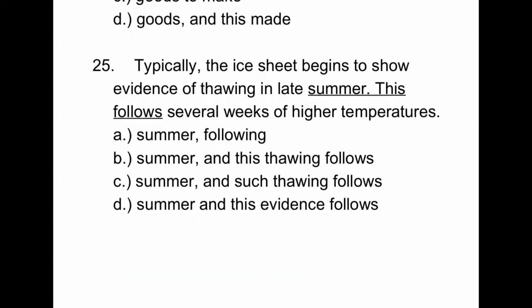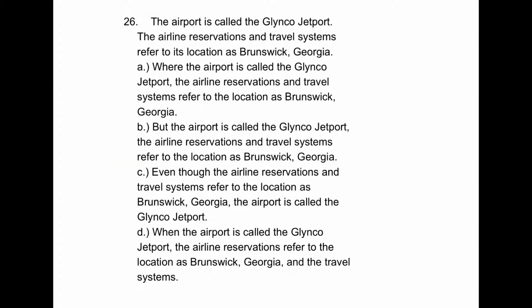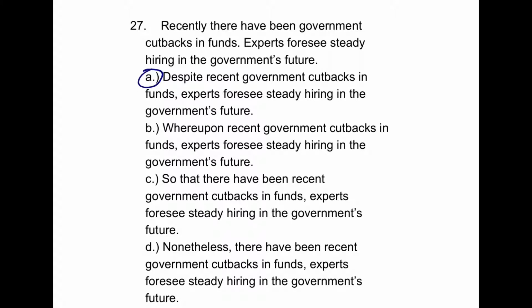In 25, we see this follows, which we don't need. So a better way of combining those is just saying following, which means it's a phrase, you can use the comma, A is the best choice. For 26, C was the best choice, making that first one into a dependent clause. 27, A was the best choice, again turning one of the independent clauses into a dependent clause. In that case, the comma is okay.